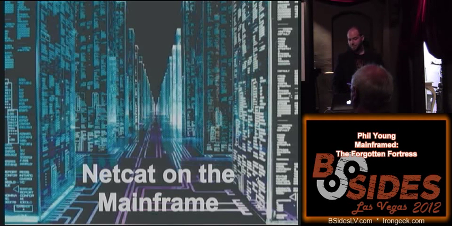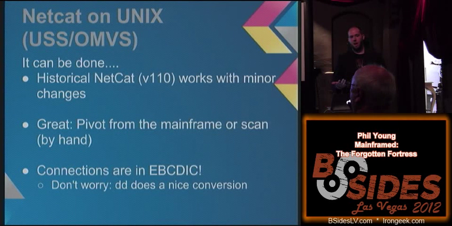So one of the challenges, when I got this test environment up, I wanted to see how hard it would be to get Netcat working. Turns out it's not that tough. On the old Netcat 1.10, Netcat, I think, is up to like 1.7 or something like that. The old one, all I had to do was make a couple of changes, add some ifdef statements, and add a make statement to make some changes. It works. Everything is EBCDIC.